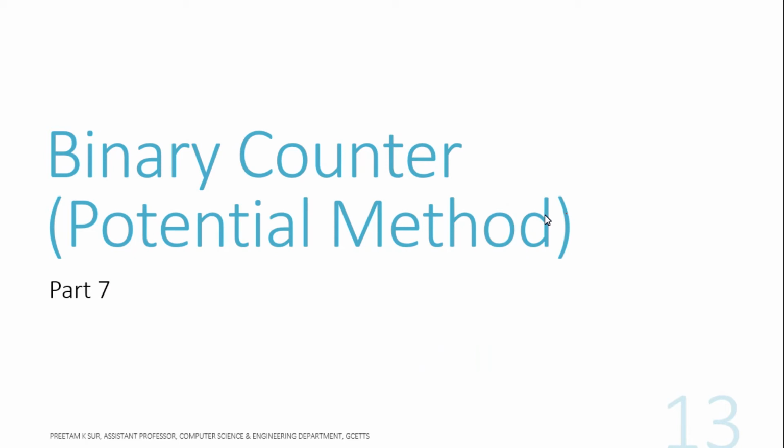In the last part we discussed the potential method, and we saw the example of stack operations, right? And we performed amortized analysis on the stack operations using this potential method. In this part we are going to see the other example, which is the binary counter, and we are going to perform the amortized analysis on the binary counter using the potential method.